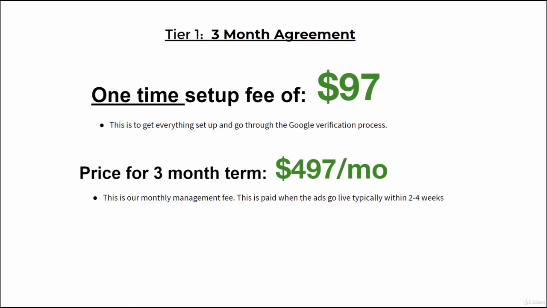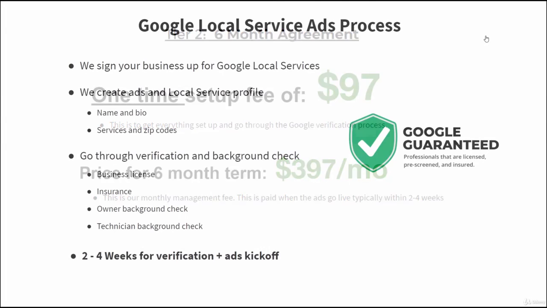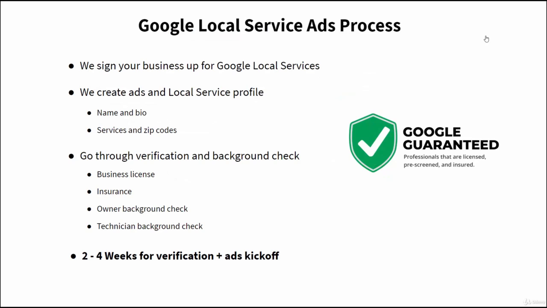And so you have two options here. We have the 3-month term here, and then tier 2 is a 6-month term. And this is the same thing, right? $97 one-time setup fee, and then it's going to be $397 per month for a longer term, okay? So once you walk them through both of these tiers, you want to ask them, hey, which one of these is going to be the best fit for your business, right? And so whichever one they go with, you want to let them know what the next steps are. And that's going to be right here as far as our process.